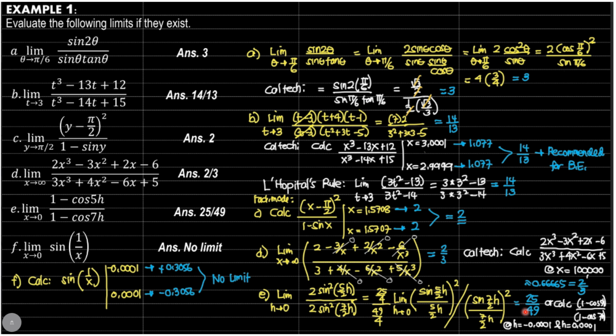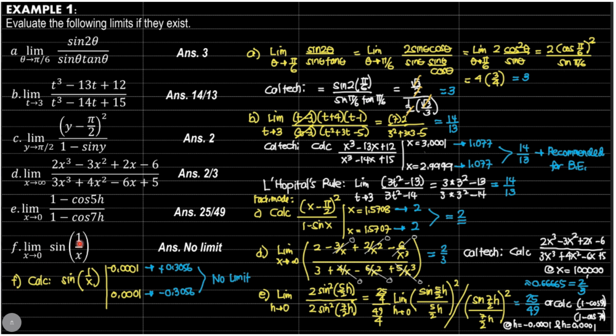Now for the calculator technique, all you have to do is set your calculator in the radian mode. Then evaluate this when h is close to 0, that is just to the left, negative 0.0001, and just to the right, positive 0.0001. Both of these assigned values of h will give us 25 over 49 using the calculator. So that's the calculator technique. This is the official, traditional solution.